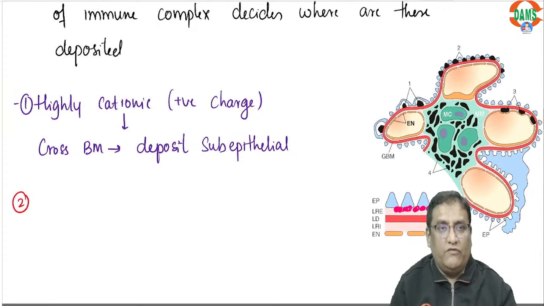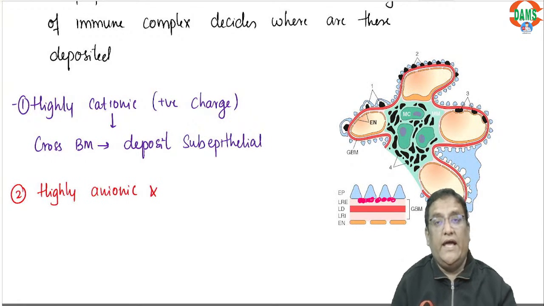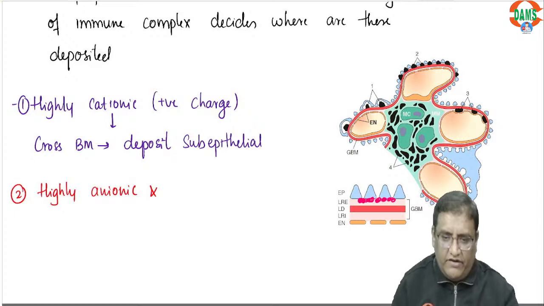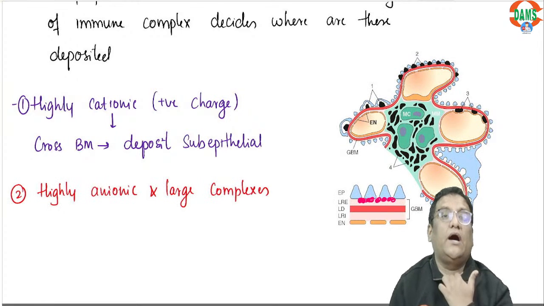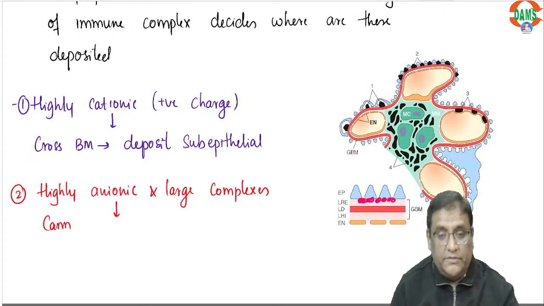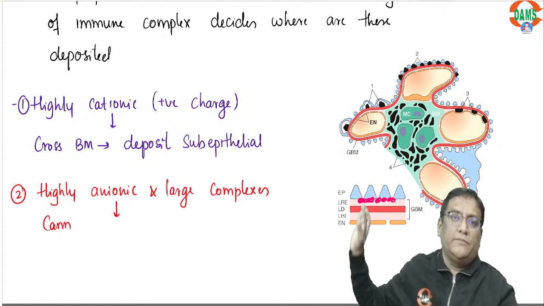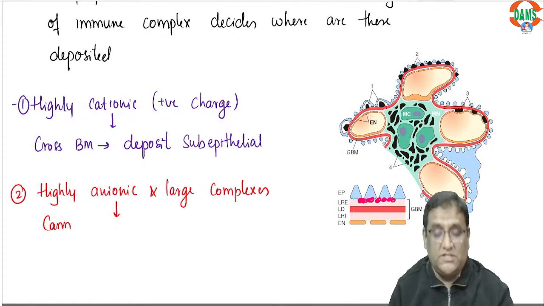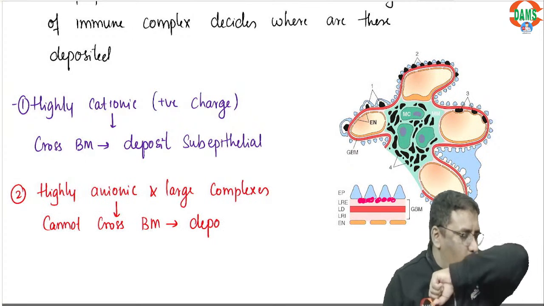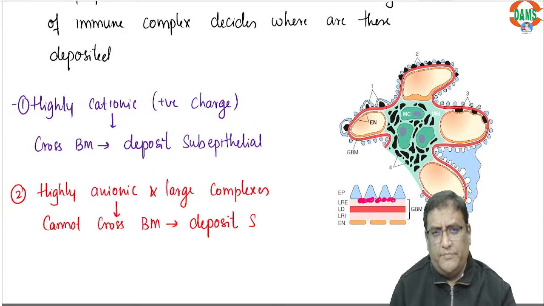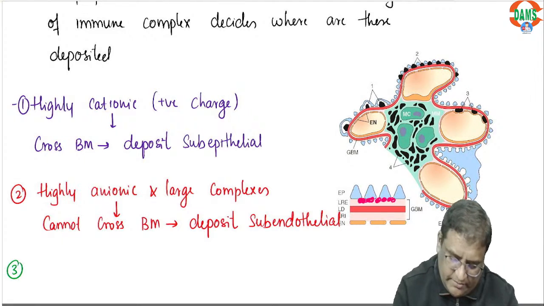Next, second, what will happen if it is highly anionic? Highly anionic means highly negative charge. So highly negative charge and also large immune complexes. If it is very large, anything which is large cannot easily reach the other side. It cannot cross the basement membrane. So these cannot cross the basement membrane, thus get deposited in the subendothelial region. So what is the subendothelial region?